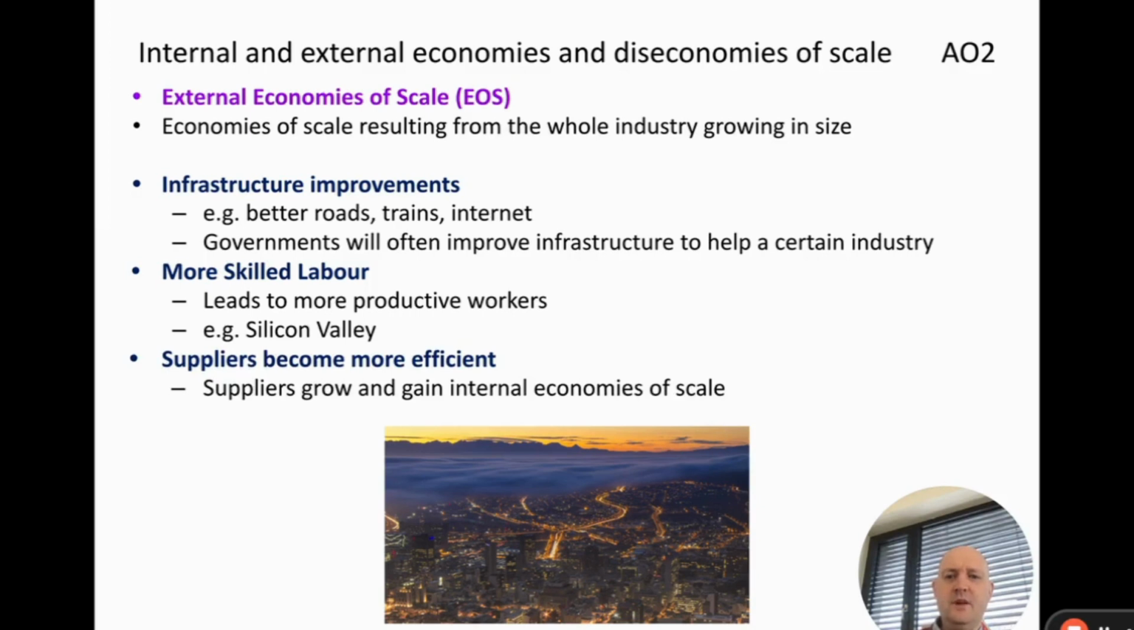And then finally, suppliers should become more efficient. As the whole industry grows, all of those businesses in the industry are going to be buying from the suppliers. And then hopefully those suppliers grow themselves and they're selling more. And so those suppliers themselves should experience economies of scale. Therefore, their costs are going down, and they should be able to sell their product to other businesses at a lower cost, which means that those other businesses are now getting cheaper raw materials, and therefore production costs are going to go down.